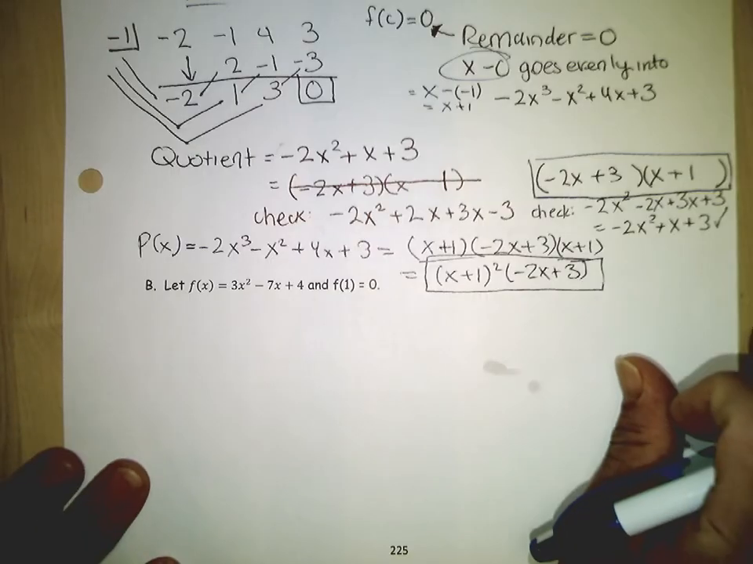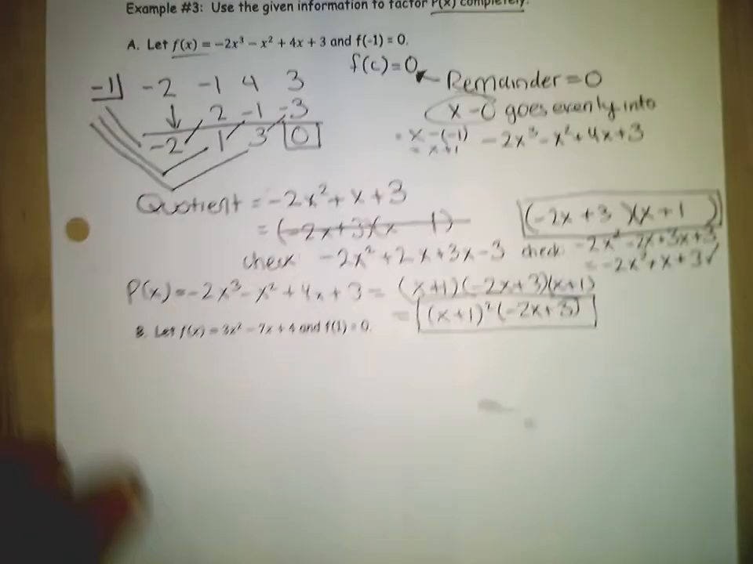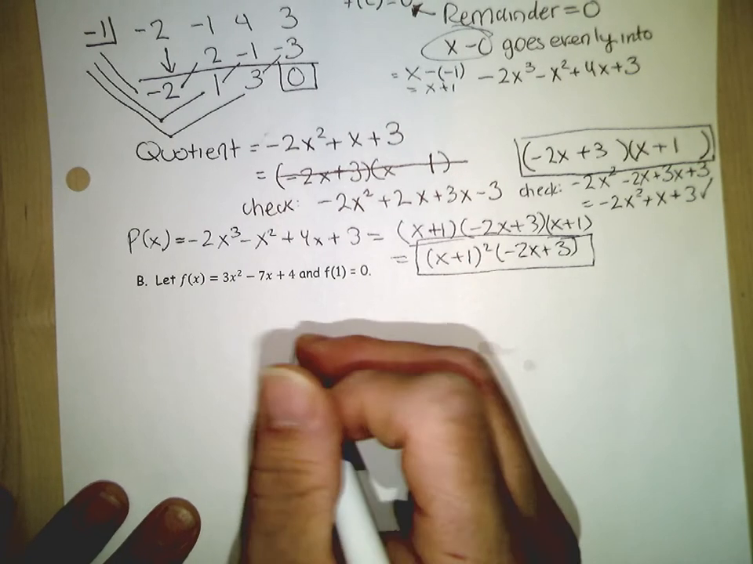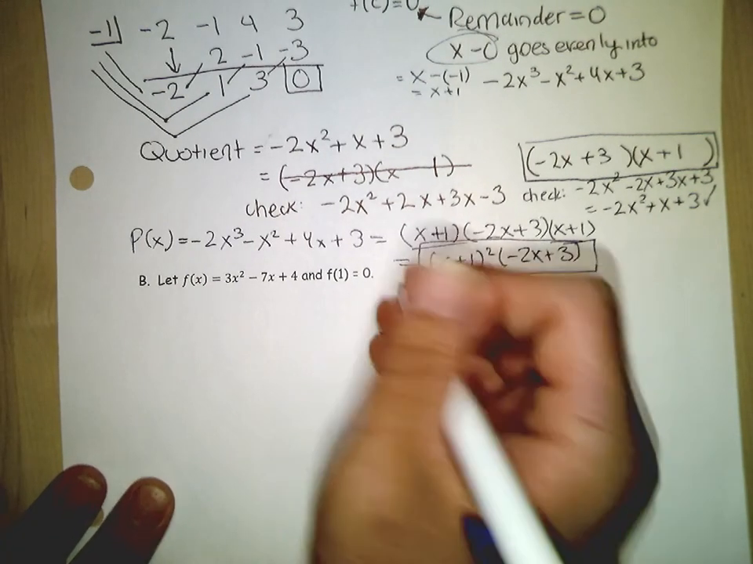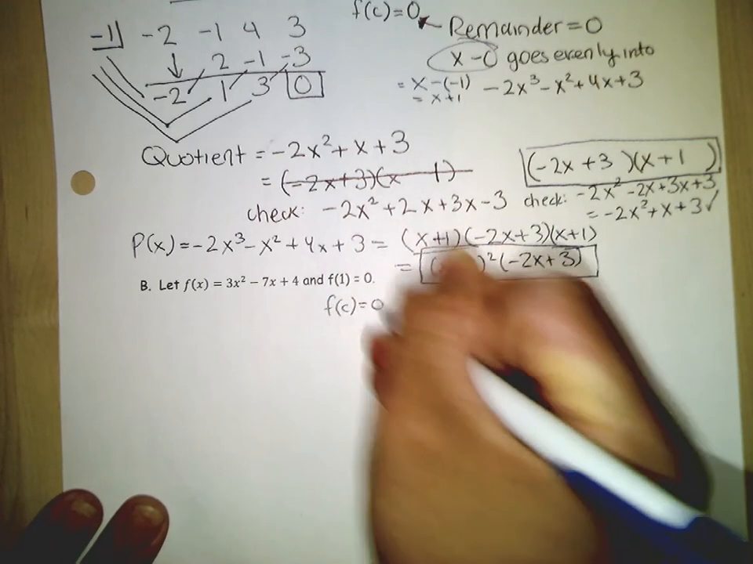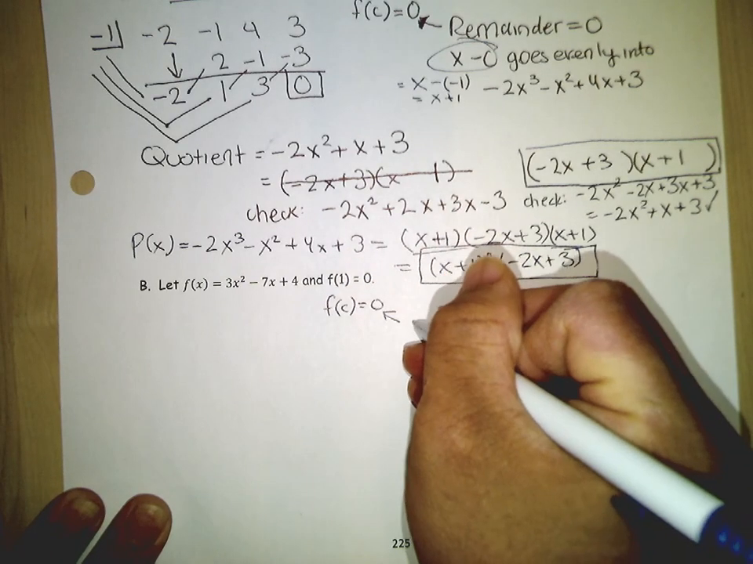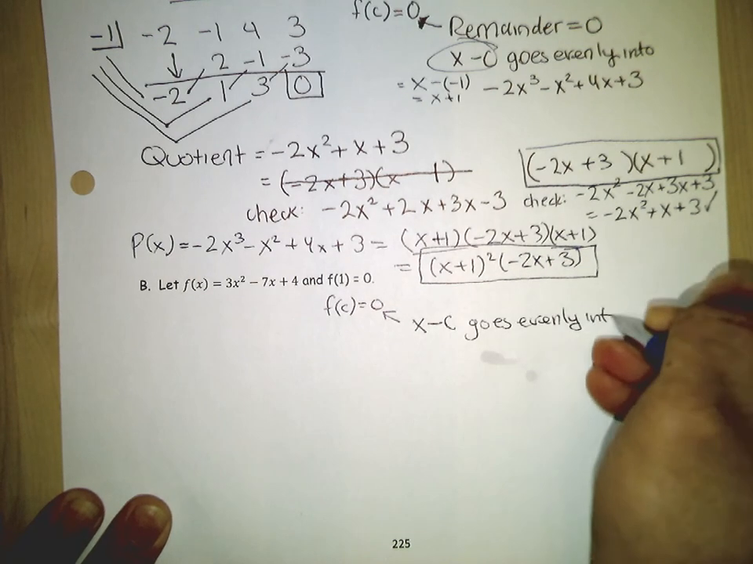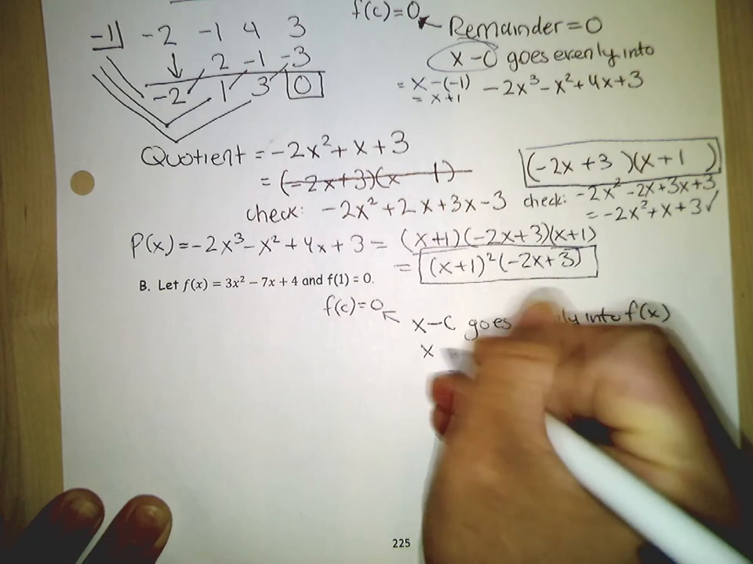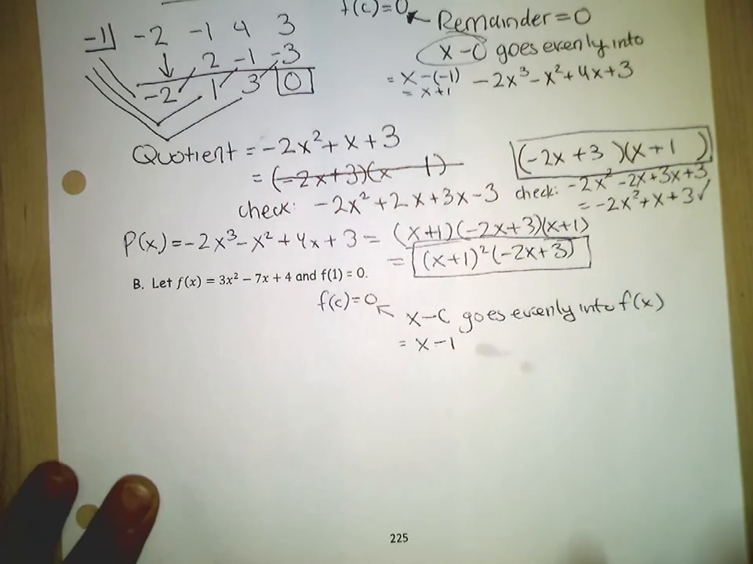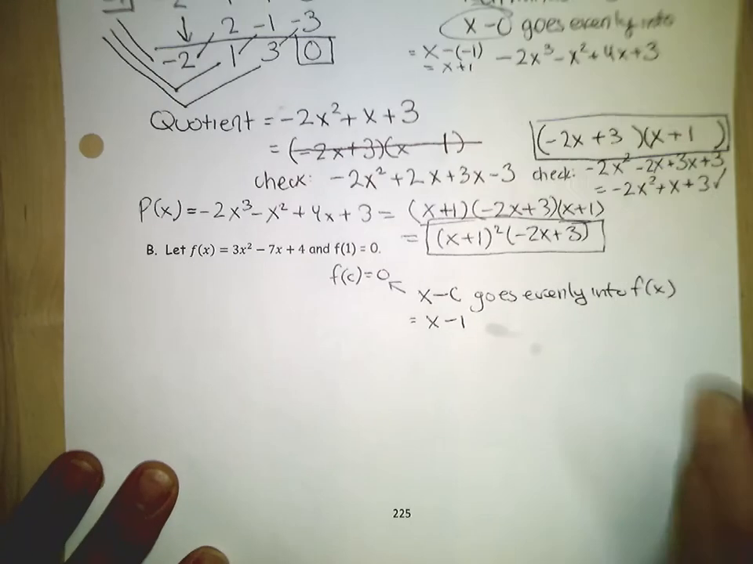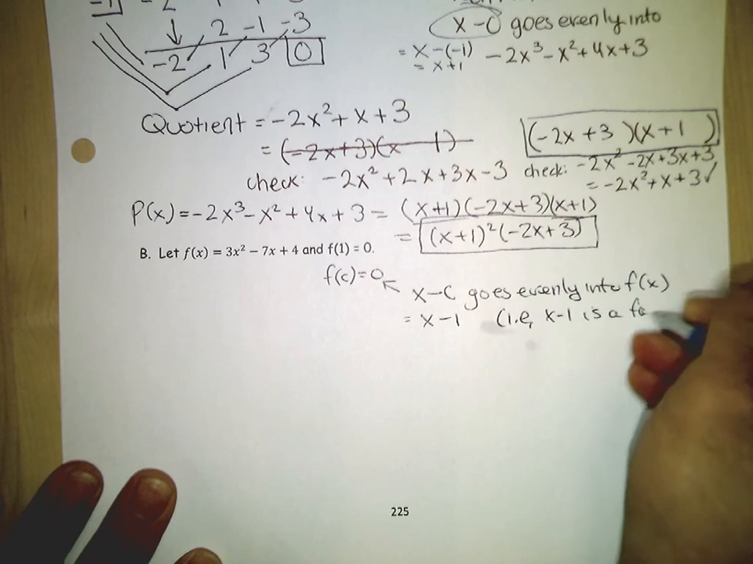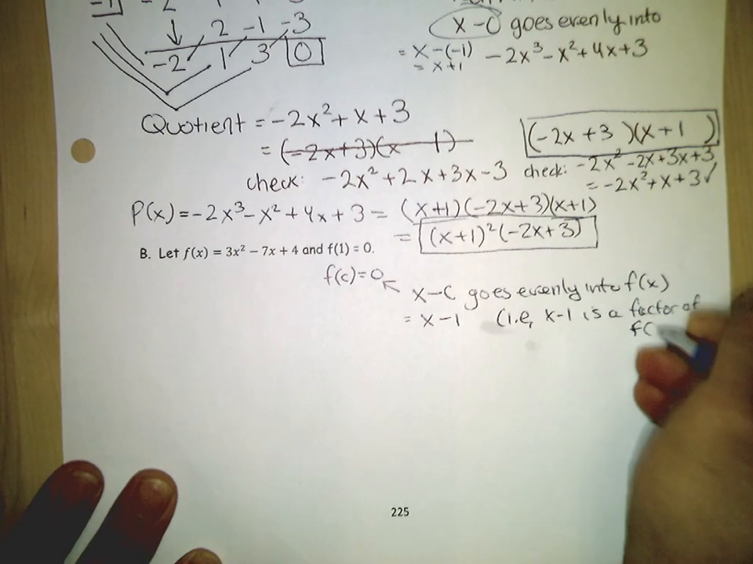All right, so let's try again here. We have f of x is equal to 3x squared minus 7x plus 4, and f of 1 is equal to 0. So f of c is equal to 0. So that means that x minus c goes evenly into f of x, and x minus c in this case is x minus 1. All right, so we know that's one of the factors. In other words, x minus 1 is a factor of f of x in this case.